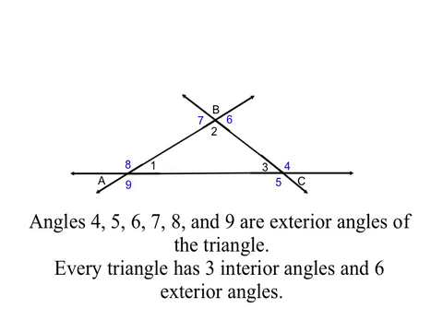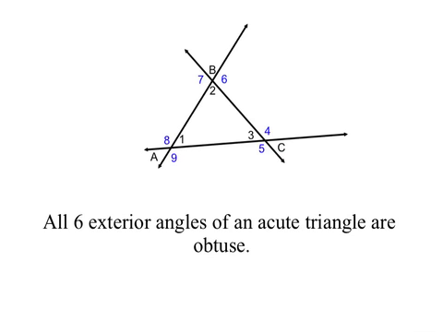Every triangle has 3 interior angles and 6 exterior angles. Our 3 interior angles are labeled with black numbers, and our 6 exterior angles are labeled with blue numbers. All 6 exterior angles of an acute triangle are obtuse because, of course, they form a linear pair. And in an acute triangle, the 3 interior angles are all acute.